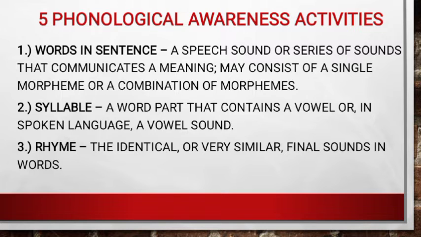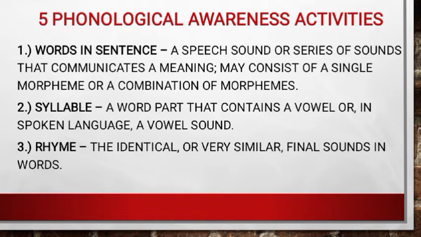Students can clap, step, or signal as each word is pronounced. Number two is syllable. A syllable is a word part that contains a vowel in spoken language, or a vowel sound. In this activity, a student can tap, clap, or raise a finger for each syllable they hear or pronounce in the word. For example, the word Ellie has two syllables.